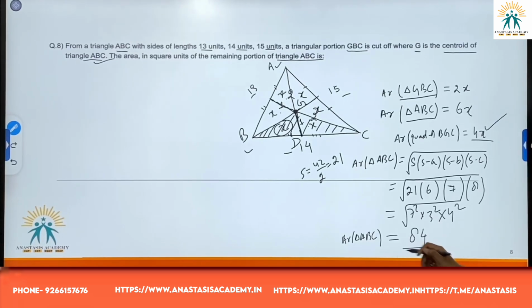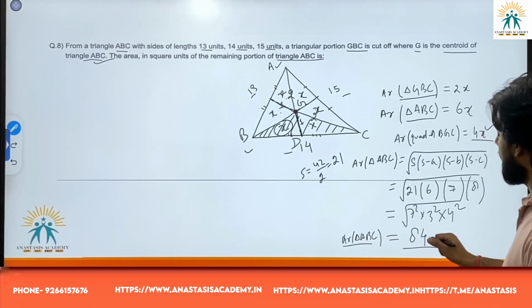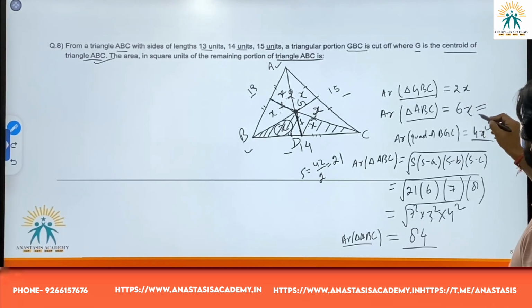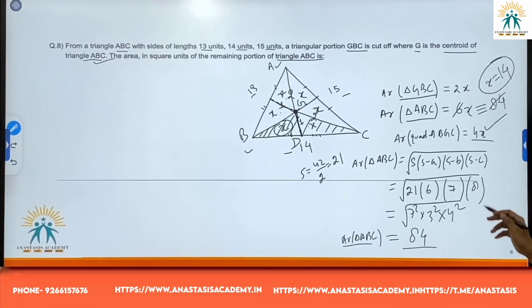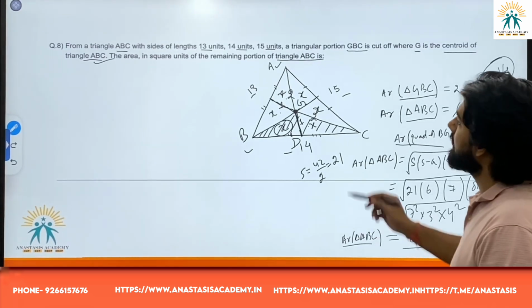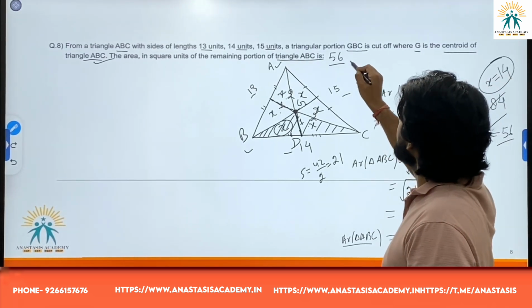So the area of triangle ABC is 84, which is 6X. So 6X is 84. So X is, from here, 14. If X is 14, the area of this quadrilateral ABGC, which is asked, is 4X, that is 56 units. So the correct answer to this question is 56 units.